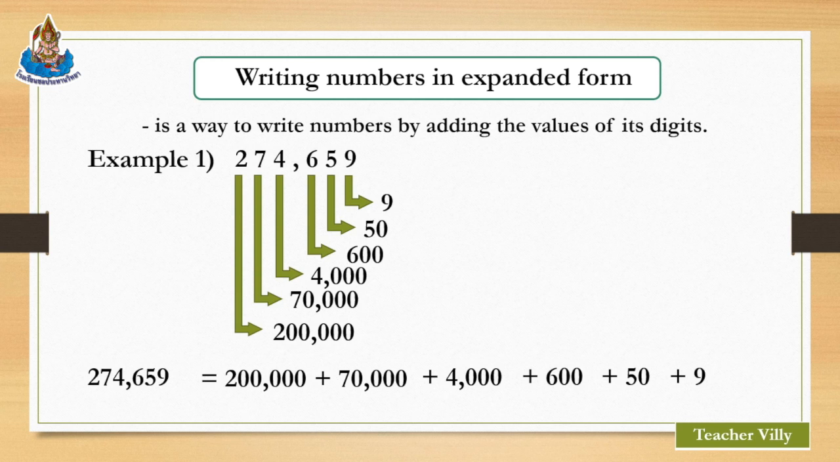So therefore, 274,659 can be written in expanded form as 200,000 plus 70,000 plus 4,000 plus 600 plus 50 plus 9. Let's move on to the next example.